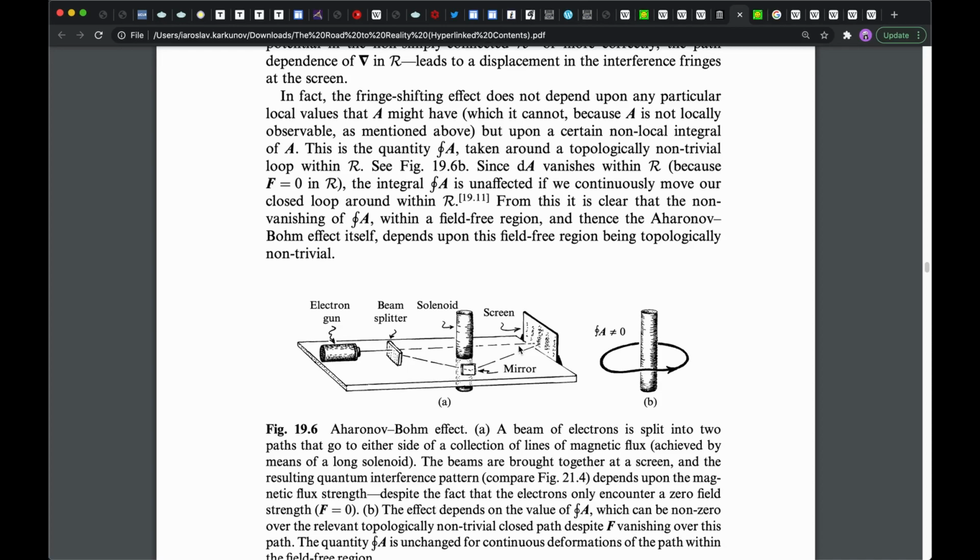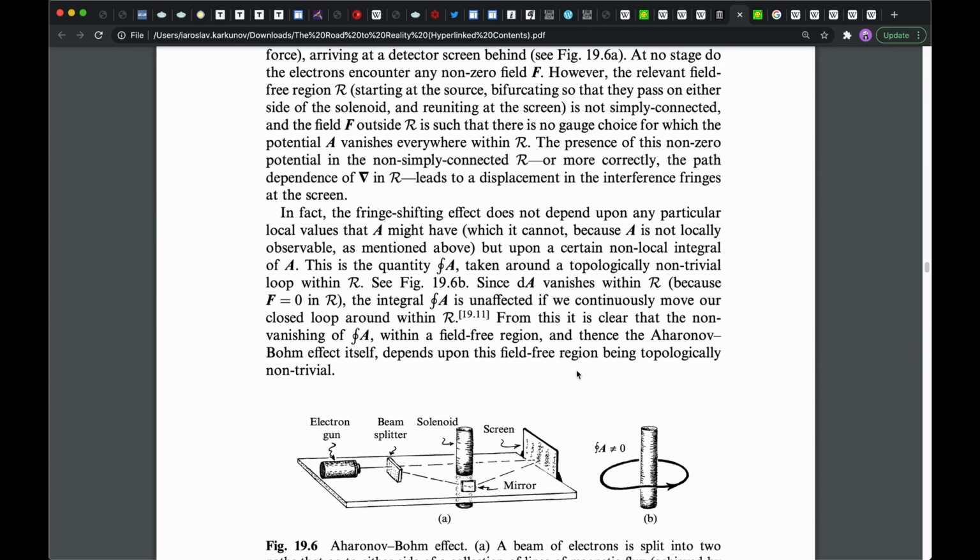And basically that means that the electromagnetic potential is not just some kind of passive transformation, it's not just a redundancy. It's a real, existing thing, a physical entity which could impact our beams here and change the interference pattern.